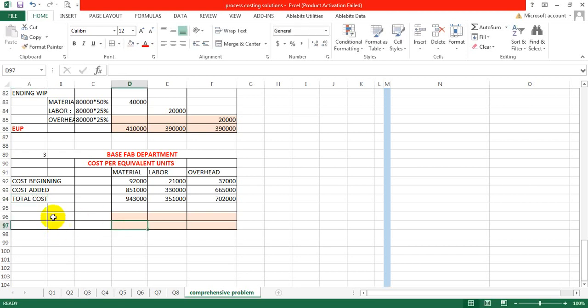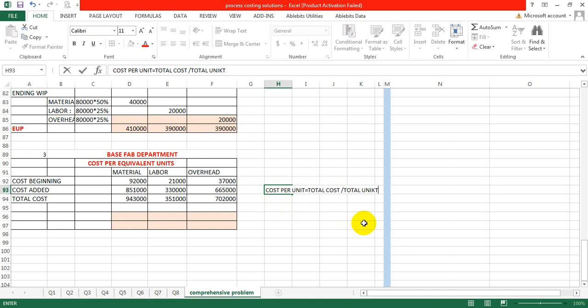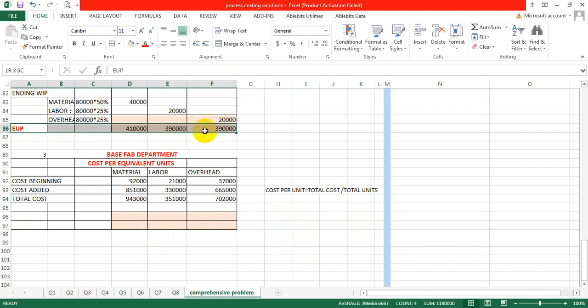Okay, for cost per unit we need to calculate cost per unit. As we know, if we want to calculate the formula for cost per unit, we calculate total cost and total units. Here my units is equivalent unit, right? So take EUP from above. My total cost is there and my EUP is there, right?